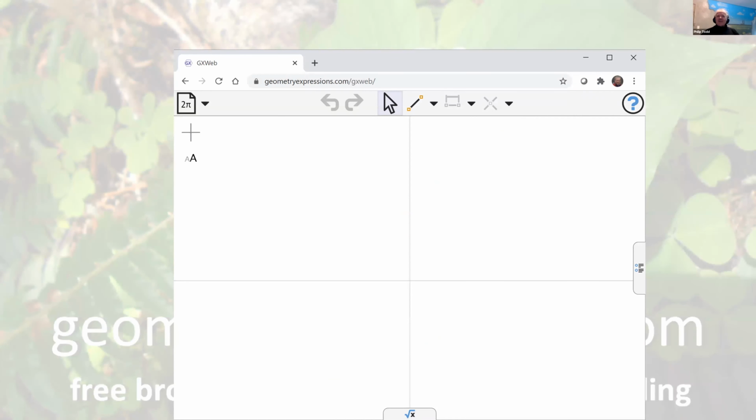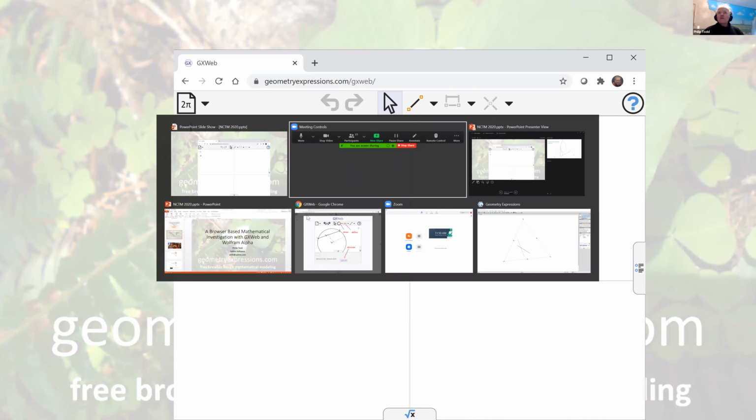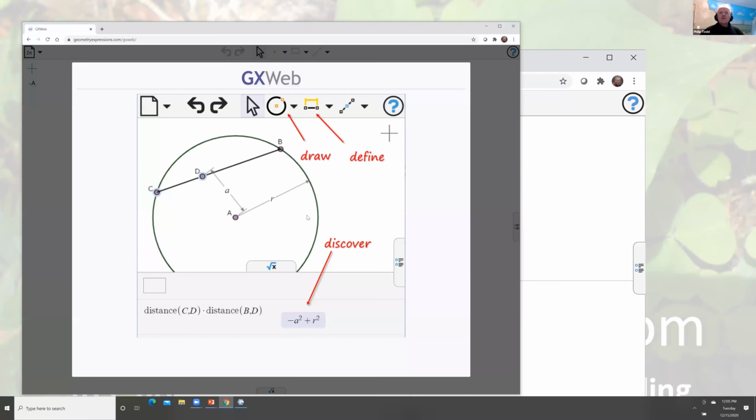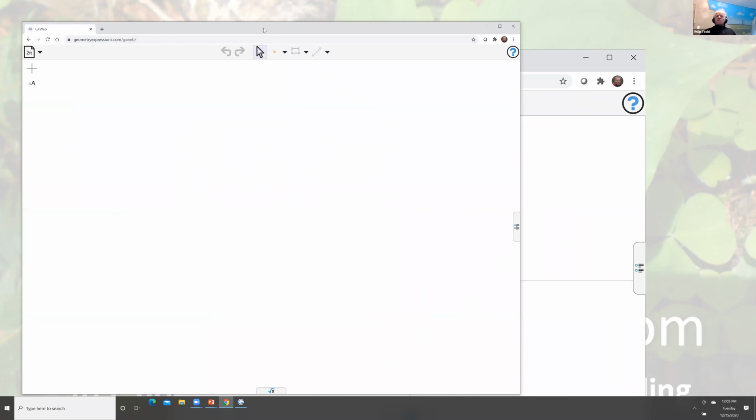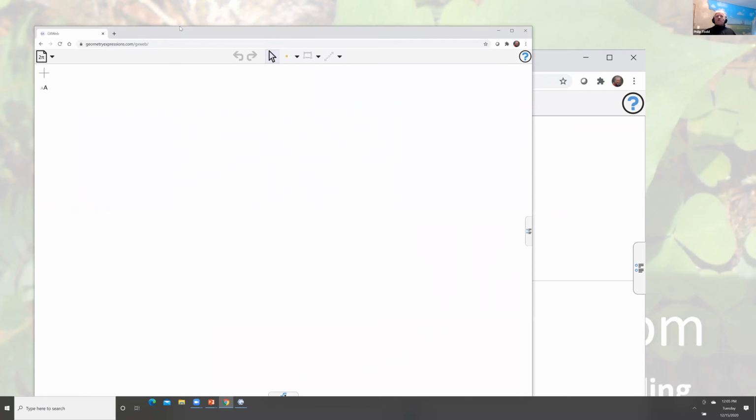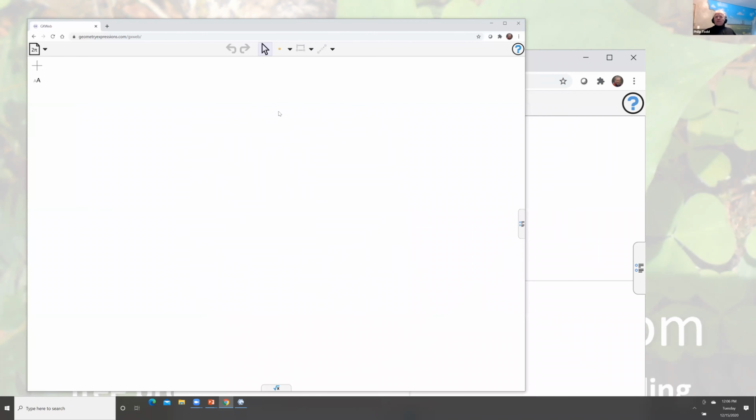So with that, I'd like to go live with GXWeb, and we can take a look at the software. So here's GXWeb. You can find it at geometryexpressions.com. Let me just give you a little walk through the user interface, as it might not be familiar to you. It's slightly different to Geometry Expressions. There's some fairly straightforward stuff here, but the three main buttons are here.